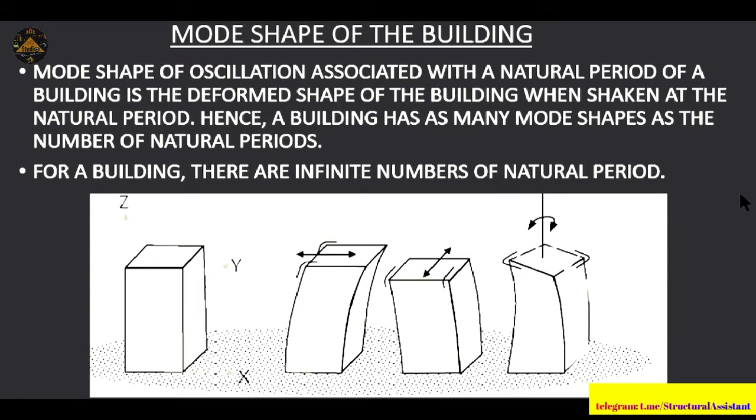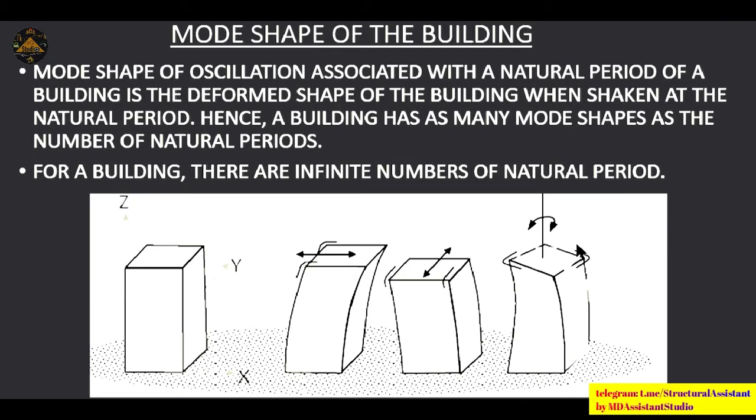So this is the most important line that the user needs to understand. Below you can see in the picture that in the first case it is oscillating at its first natural period, that is, it is translating along the x-axis. In the second case it is showing the translation along the y-axis, and in the third case it is showing the torsional, that is, the rotational mode. So this is the most ideal behavior of any type of structure.